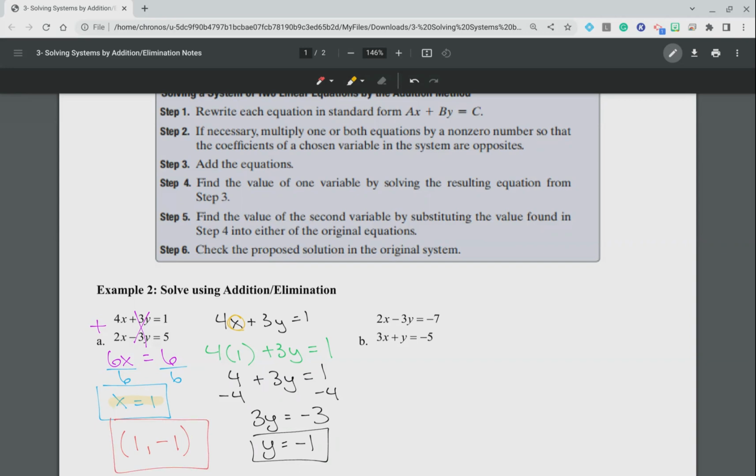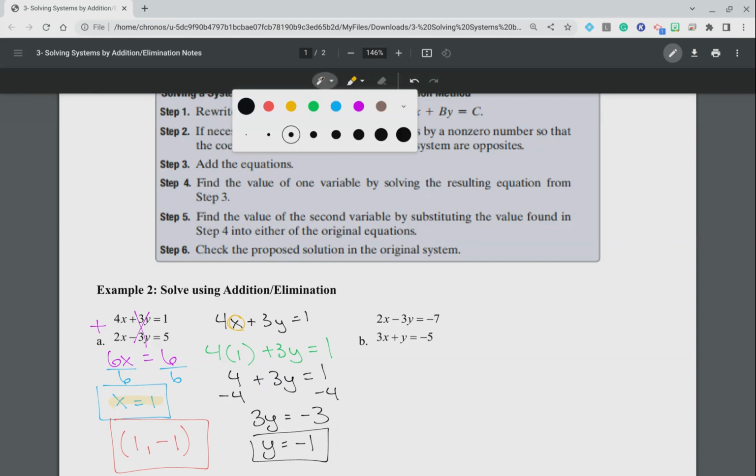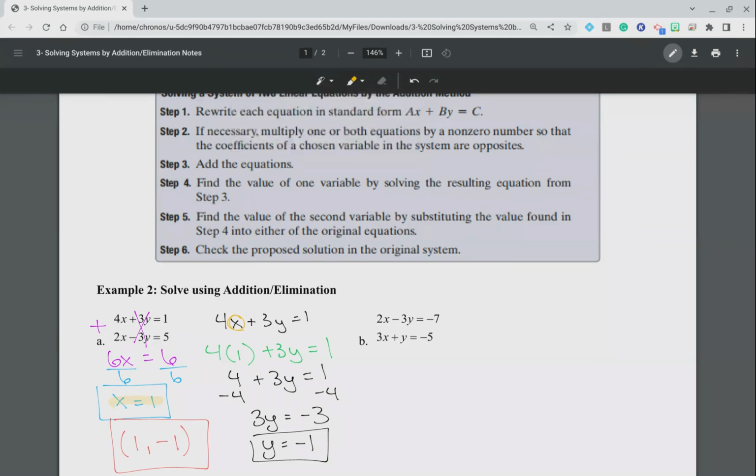Okay, so that one, pretty straightforward because I already had those opposites in the beginning. But if you look at letter B, you'll notice that nothing is opposites, right? I have a 2x and a 3x. Those don't eliminate each other. And I have a negative 3y and a positive 1y. Those do not eliminate each other, okay?